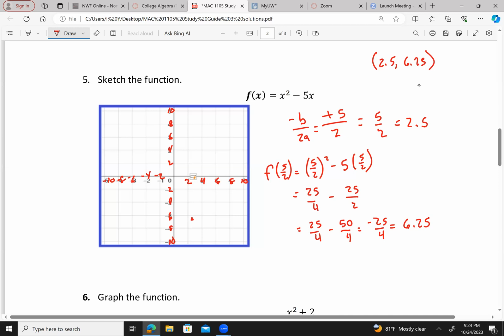Then we need to find some points. If we set this equal to 0, I have 0 equals x squared minus 5x. So x times x minus 5 equals 0. So x equals 0 or x equals 5. So the points are 5, 0 and 0, 0. Then we know it's a parabola, so we're good. It just says sketch it. It doesn't say it has to be perfect.